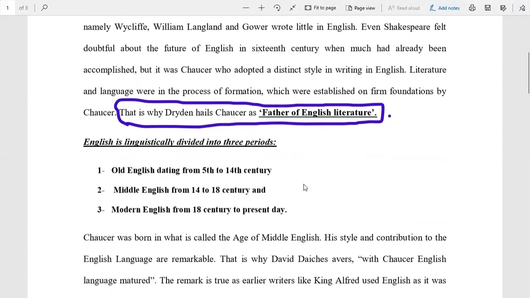Then one thing more is there. English is linguistically divided into three periods. English को अगर हम इसकी history में divide करते हैं तो historically इसकी ages में, इसके periods में, इसके facets में हम इसे divide करते हैं, तो it has three parts. It has three periods. It belongs to three different ages and periods. The one is Old English dating from 5th to 14th century, and the second is Middle English from 14th to 18th century, and third one is Modern English from 18th century to the present day or present times. These are three periods. It is a very important thing.